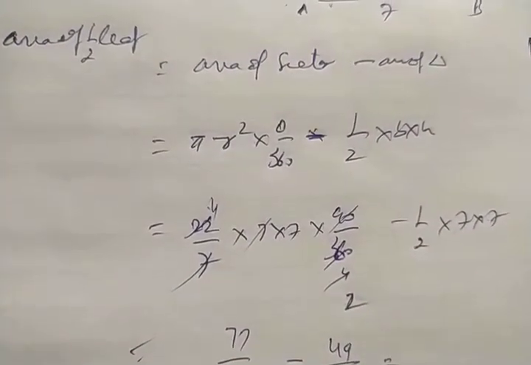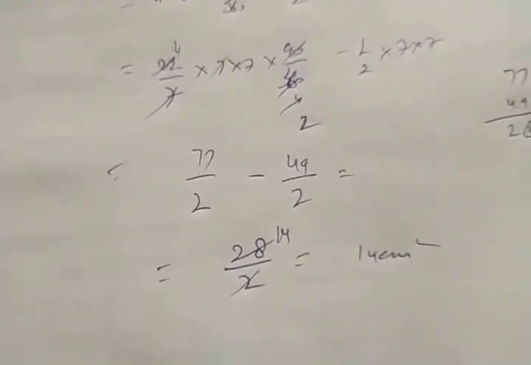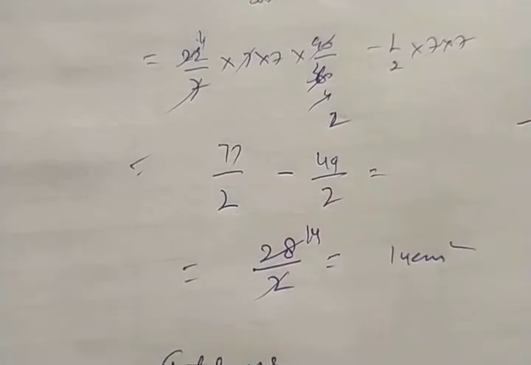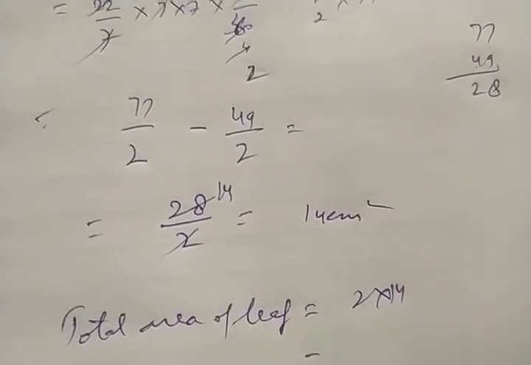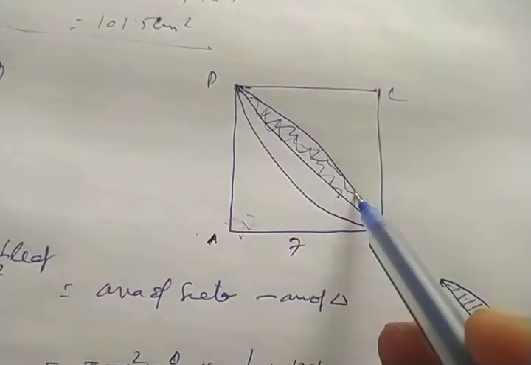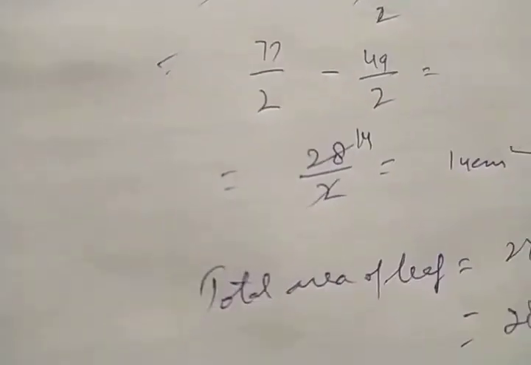Upon 2 it will be left 14. 14 centimeter square is coming for half the leaf. Then total area of the leaf, or required area you can say, is equal to 2 into 14. Why 2 into? Because you have calculated just half the area. By just multiplying by 2 you will get the complete area. Then 2 into 14 is 28 centimeter square. This is your required area.